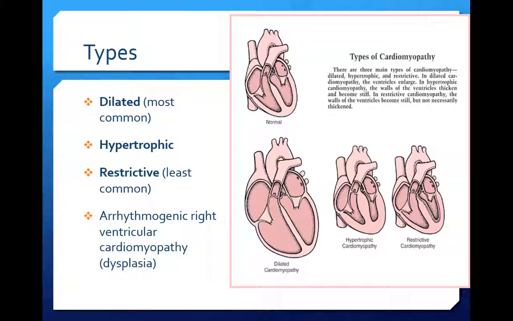And arrhythmogenic right ventricular cardiomyopathy or dysplasia results from replacement of myocardial tissue with fibrous and fatty tissue. Although the name implies right ventricle disease, about a third of patients also have left ventricular involvement, and this disease has a familial or genetic component to it and often affects young adults. And some patients have symptoms and others do not.